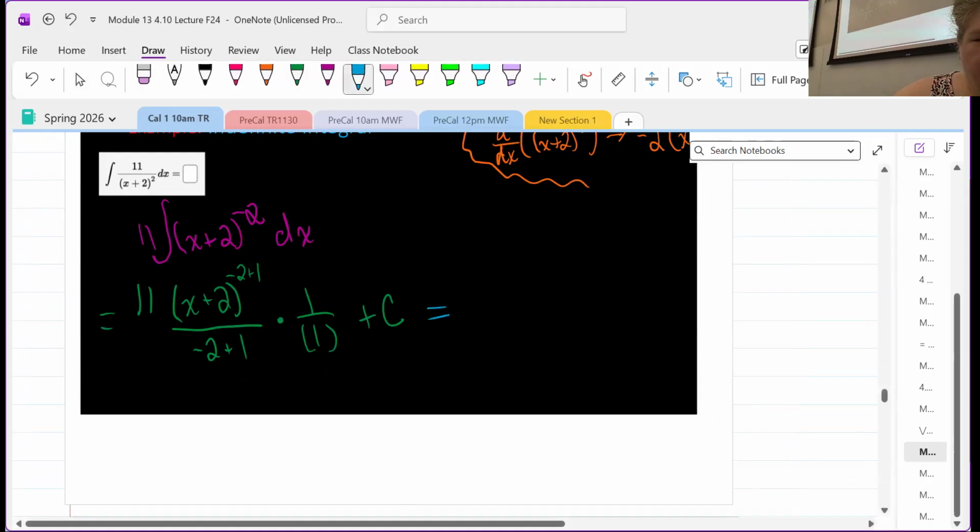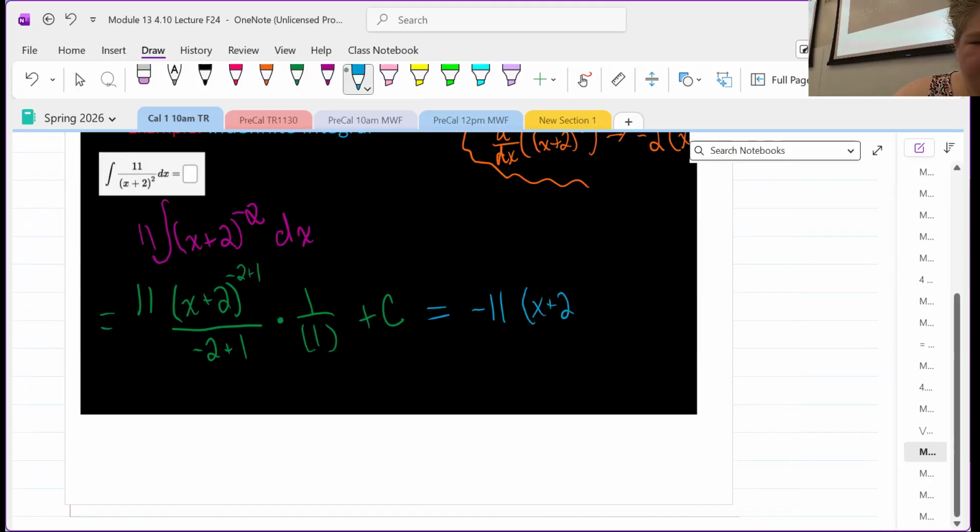So just cleaning it up a little bit, -2 plus 1 is -1. So this becomes -11 times x plus 2 to the -1 plus c. And if I took the derivative of this, -11 times, power comes down, -1, x plus 2 to the -2 times the derivative of the inside, 1. And we get 11 times x plus 2 to the -2.